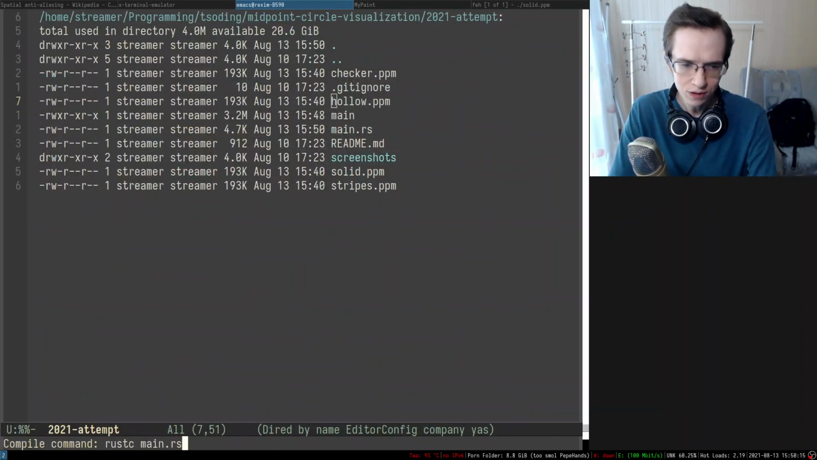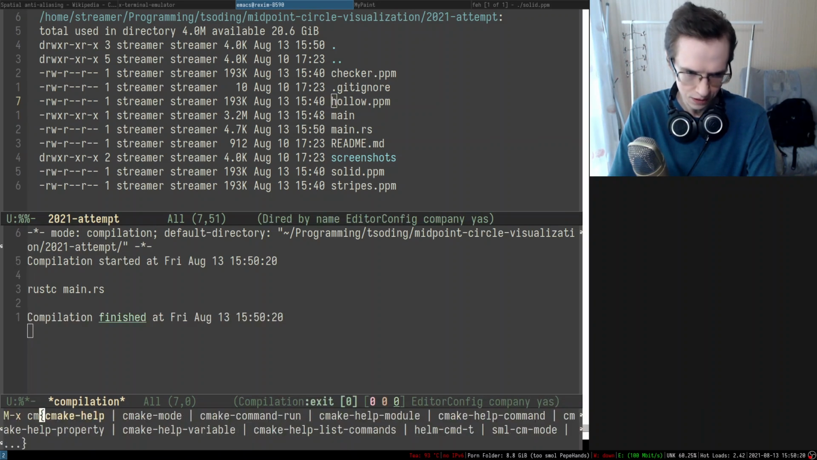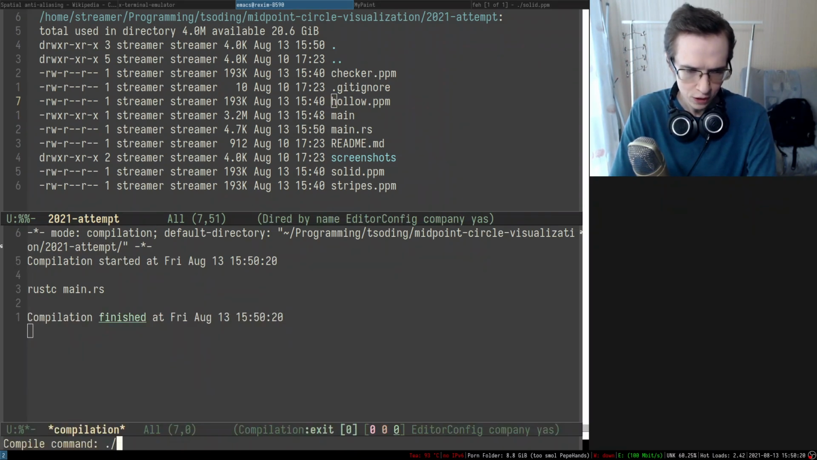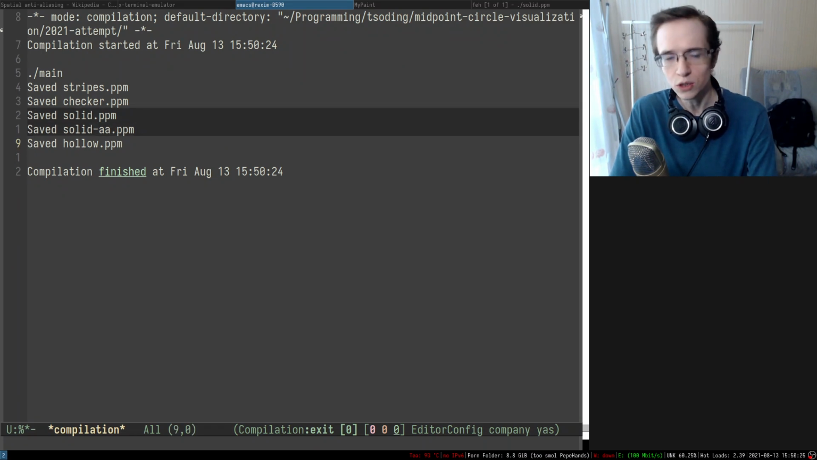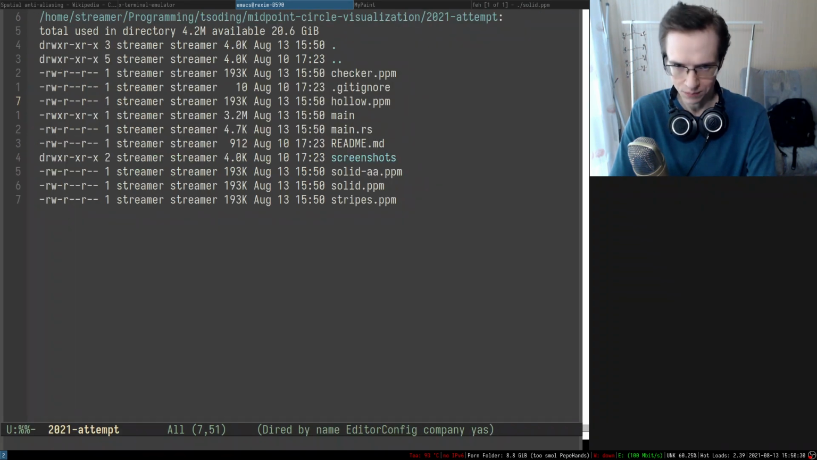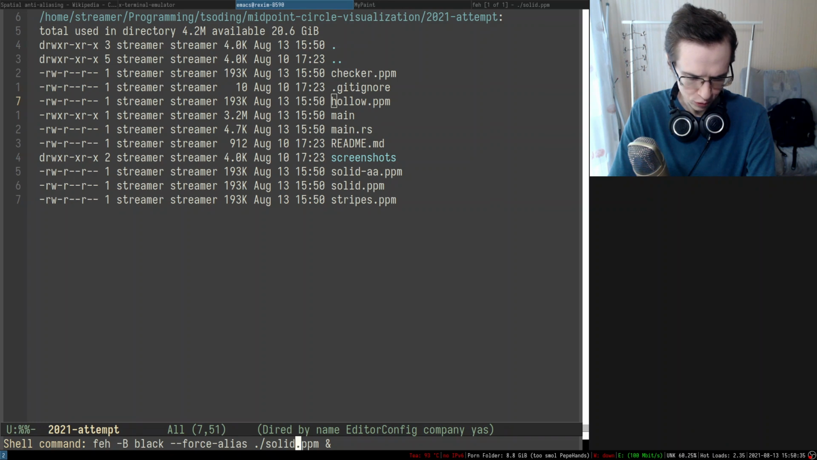Okay, so is it going to compile? Let's see. The winner gets T, that's for sure. The result is going to be the same. So these two pictures, solid and solid AA ppm, should be absolutely the same. Let's find out if they are. I think I'm going to do the following thing. It's going to be something like solid and a boom.